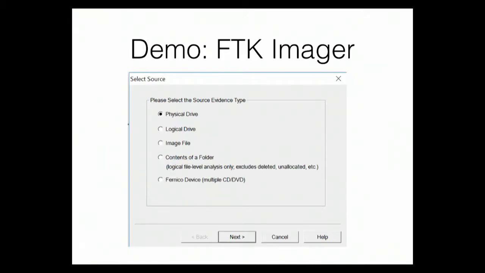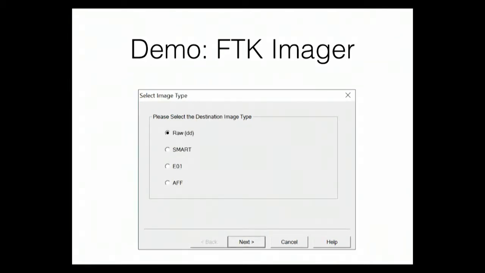Anyway, so as I mentioned, we have FTK Imager. FTK Imager gives you this choice here. You can do the whole physical drive. You can do a logical drive or an image file where you're reading a file or the contents of a folder. There are various types of collection you can do. And then when you collect it, you can put it in a variety of different formats. DD is the simplest, and there's other ones like E01, which is expert witness, and AFF, advanced forensic format.